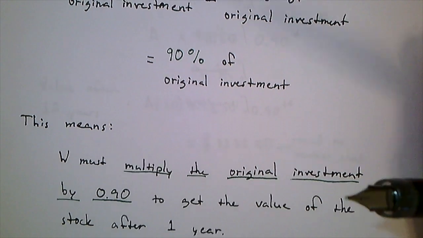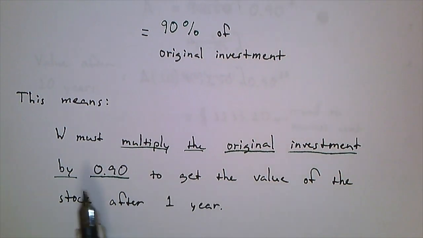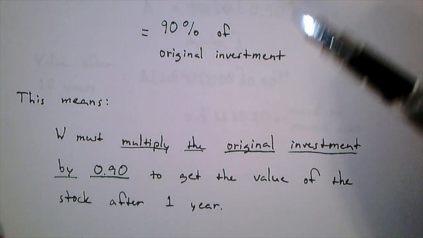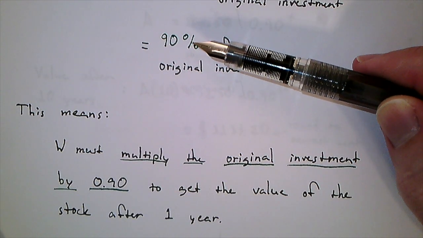So what this means is that we must multiply the original investment by 0.90 to get the value of the stock after 1 year. To get this multiplication factor, I converted this percent to a decimal.